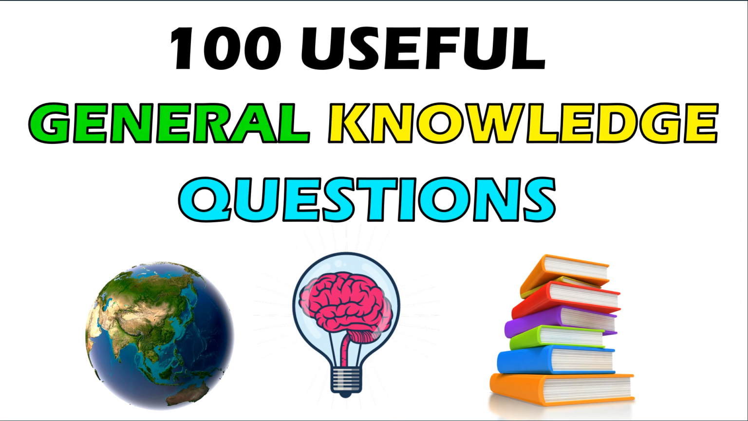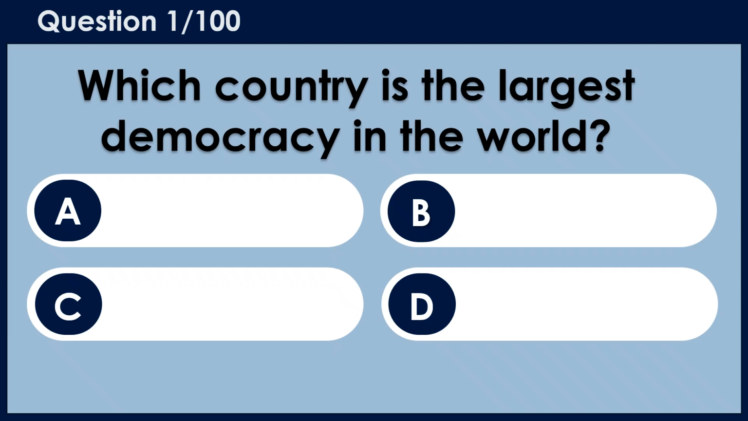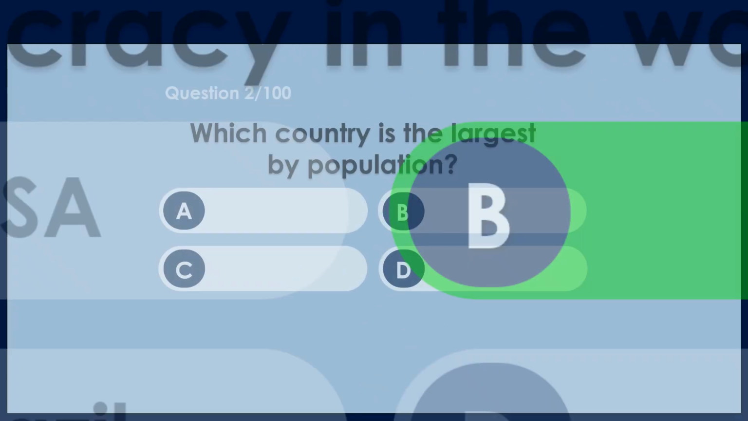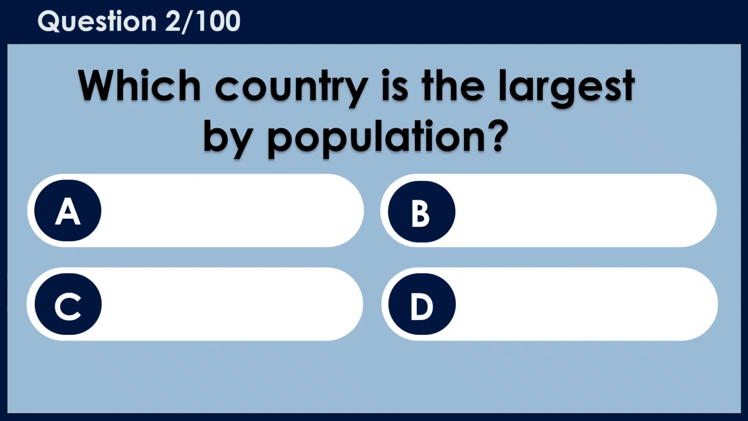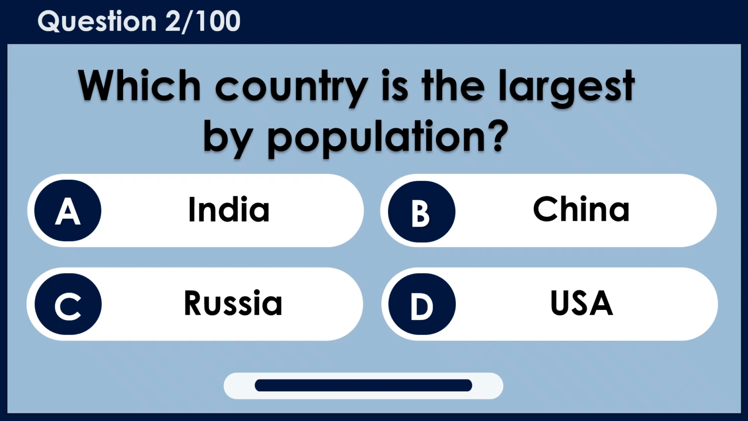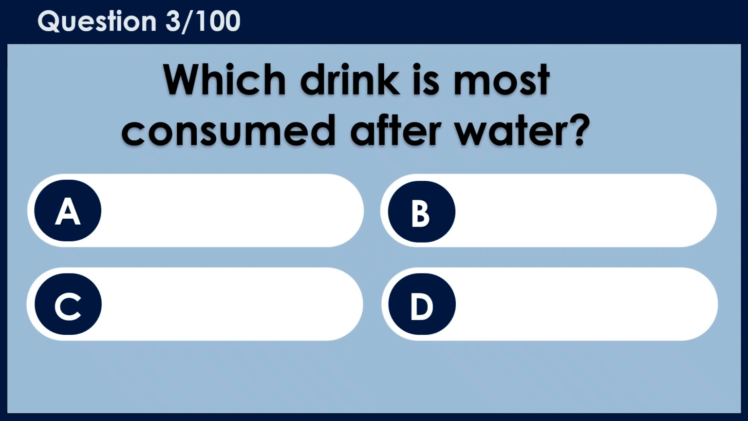100 useful general knowledge questions everyone should know. Which country is the largest democracy in the world? India. Which country is the largest by population? India. Which drink is most consumed after water?